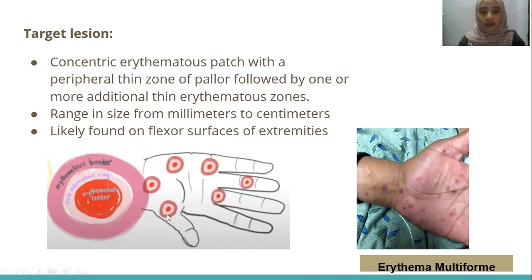A target lesion is a concentric erythematous patch with a peripheral thin zone of pallor, followed by one or more additional thin erythematous zones. It ranges in size from millimeters to centimeters, and it is more likely to be found on the flexor surfaces of extremities, such as the palms, which can be seen in the clinical picture here, or soles.